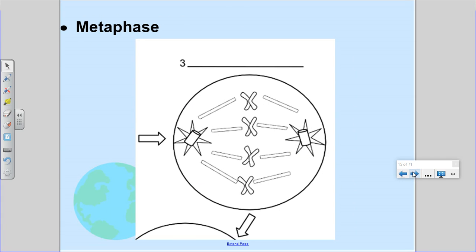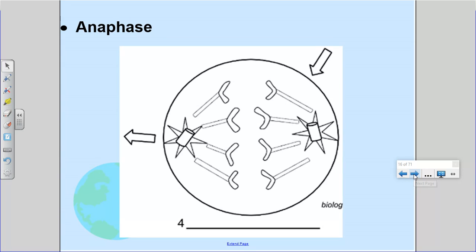And then we have metaphase. Metaphase is when the chromosomes meet in the middle. The spindle fibers will move the chromosomes, line them up all nice and neat so we can evenly divide the DNA. This brings us to anaphase, when the chromosomes move apart.